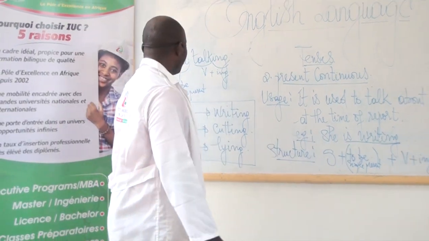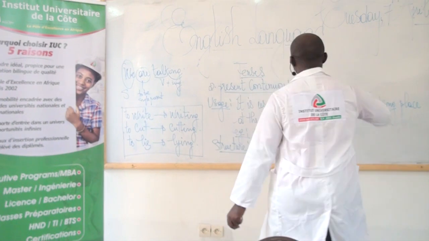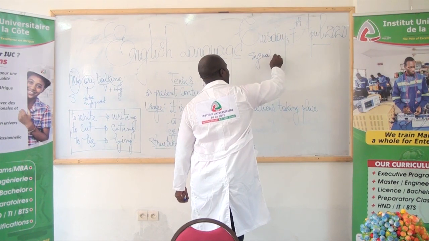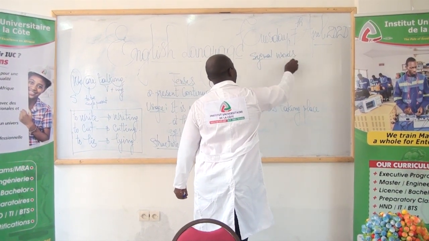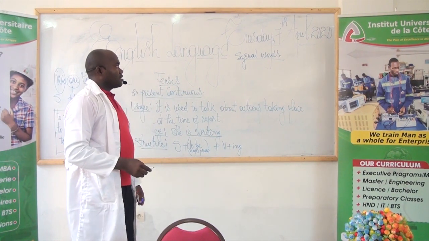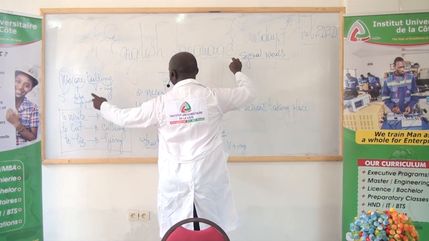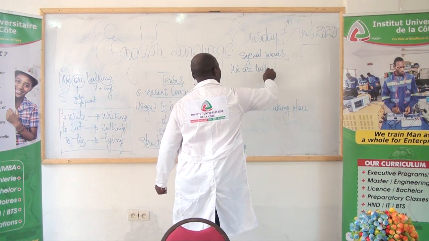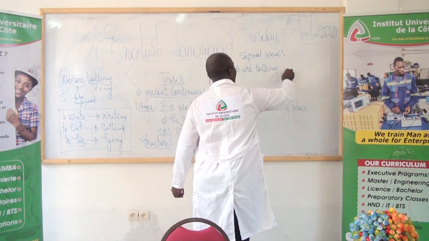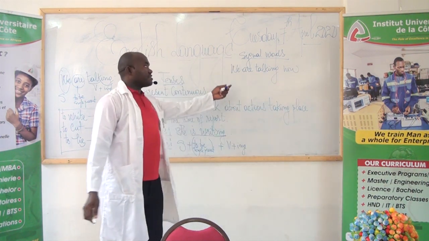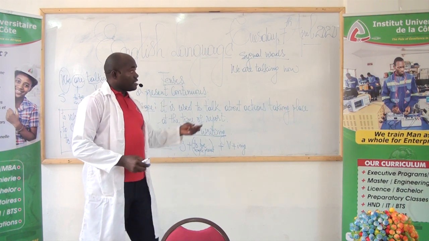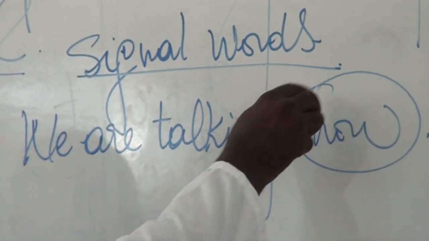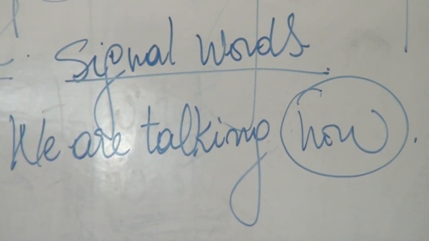Okay. Now we are going to continue with the signal words. Signal words. Okay. Let's take an example. If we say we are talking now. Okay, what is the signal word in this sentence? In this sentence, the signal word is now. Now is the signal word.